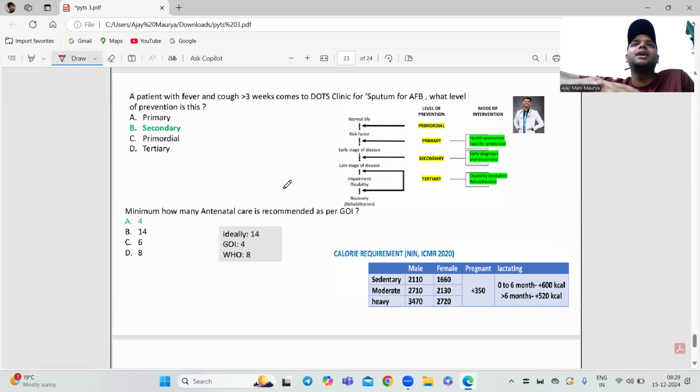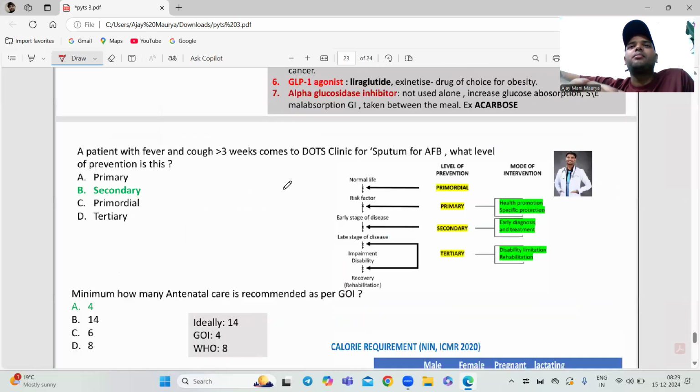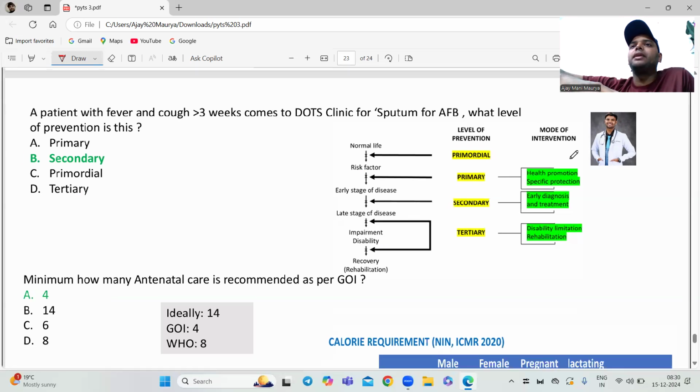Next one is the prevention types. Just remember this one, level of prevention: primordial, primary, secondary, tertiary. See here, guys, there is no risk, that is the primordial. Primary, there is a risk. So for example, health promotion and specific protection, that is the primary, guys.